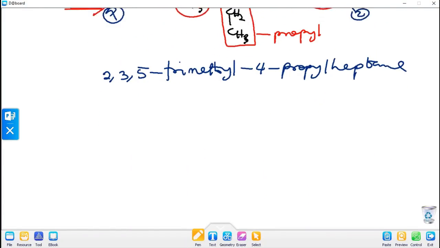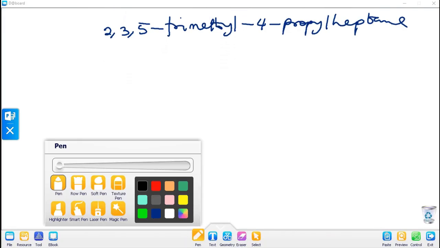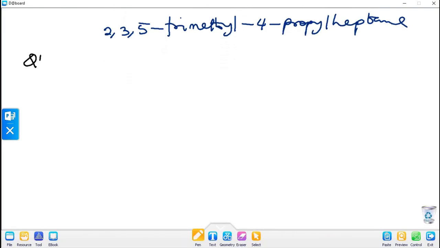So we get to understand more and we become stronger in naming organic compounds. So this is the 10th example. As a 10th example, let us take a look at this question, and it is this. We are told to name the compound.